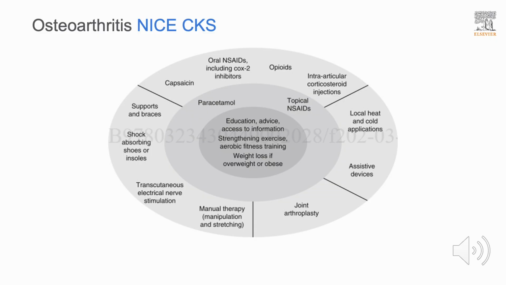The cornerstone of management is education, advice, and access to information, strengthening exercise and aerobic fitness training, and weight loss if overweight or obese. Joint arthroplasty can be considered as a last-line measure if all conservative measures that have already been trialled have failed.